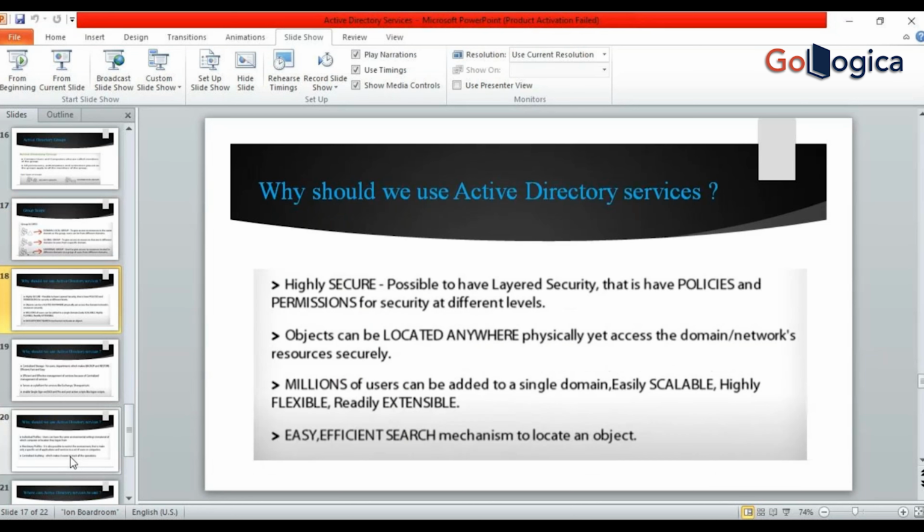This is a highly secure area, because it has multiple layers of security. Policies and permissions are in place, and wherever you are located physically, you can interconnect your resources with the help of domains and the network. Millions of users can be added in a single domain. It is easily accessible, highly flexible and readable, and it has an easy, efficient search mechanism to locate a user inside it.